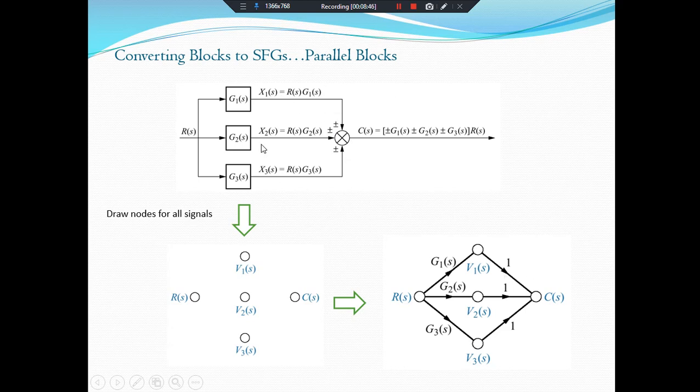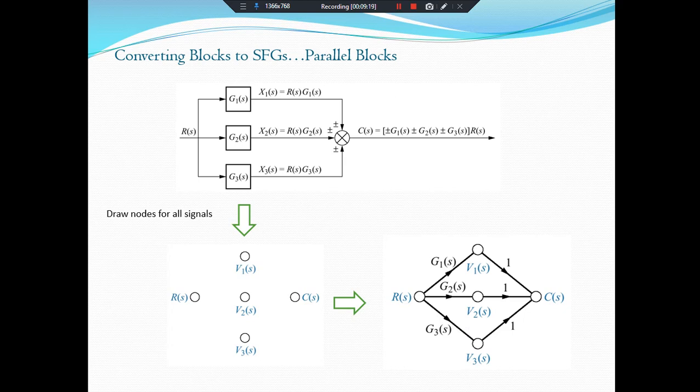Similarly, here comes R of S into G2 of S, and this will be the V2 of S or X2 of S, and it will be added at this node, and the gain of this branch will be 1. Similarly, we will draw the branch for the third parallel branch. Clear? This is how we represent the parallel blocks in the signal flow graph.